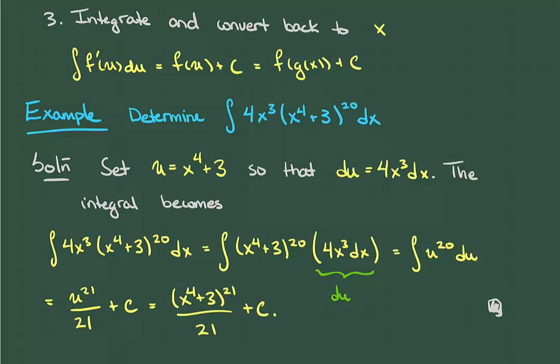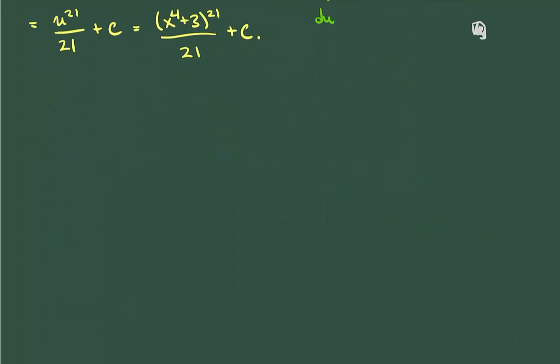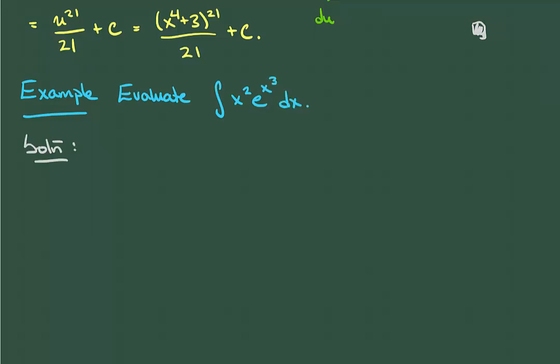In this case, we got lucky, right? Because this exact derivative 4x cubed appeared. In general, we only need to get close to the exact derivative. So for example, what would we have done if that 4 hadn't appeared? Let me show you with another example. Let's find the integral of this function. Again, take some time to identify what the substitution should be.